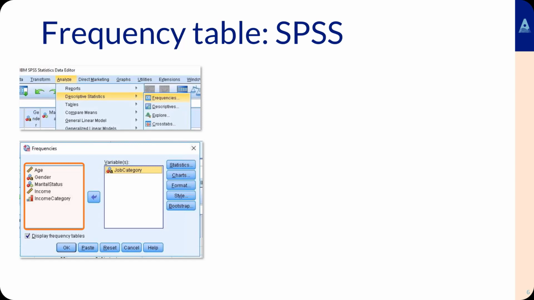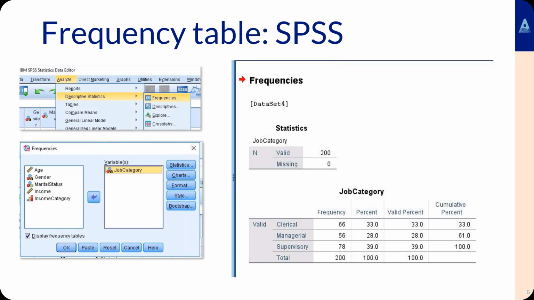On the left hand side, you've got a list of all the variables, and on the right side, the variables chosen is blank. You simply select the job category variable from the left and move it to the right, either by pressing the arrow or dragging and dropping it. There are other options we can choose. We can calculate some statistics and some charts, but for the time being, we'll just create a basic frequency table. So that means you have to make sure that the display frequencies tables checkbox in the bottom left corner is checked. And when you've done that and press OK, you get frequency statistics and a job category frequency table.